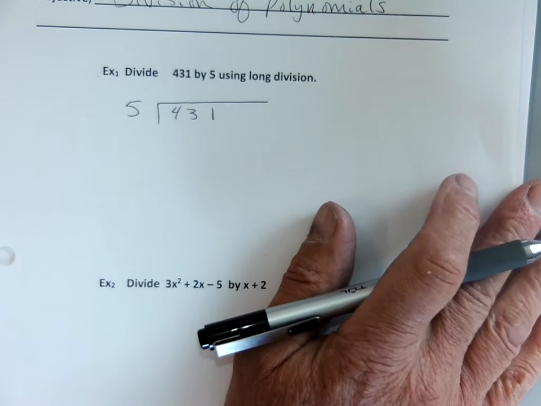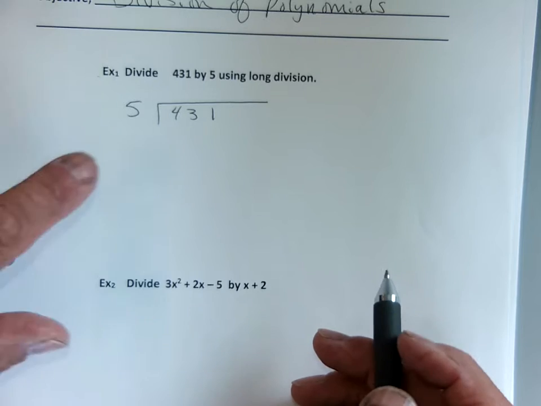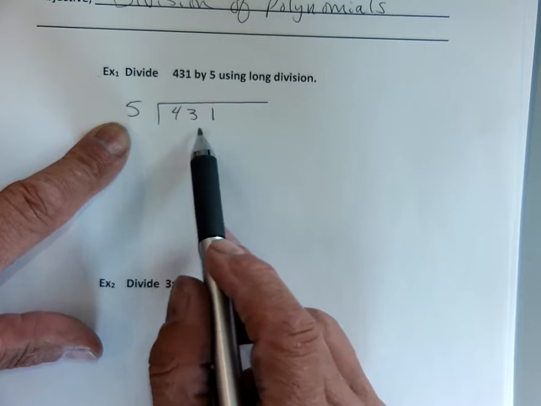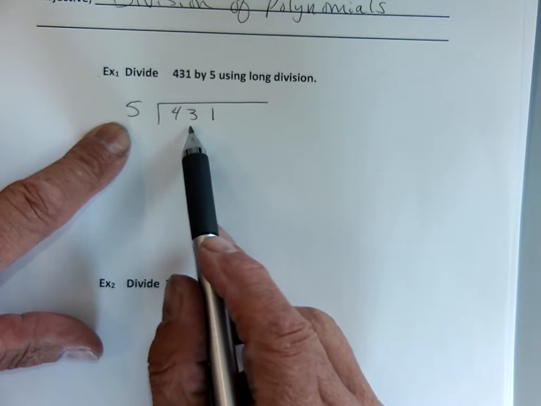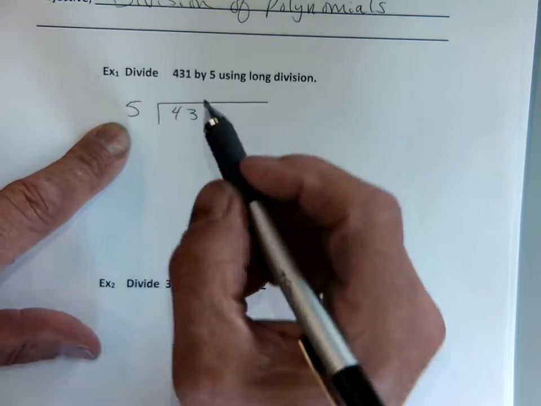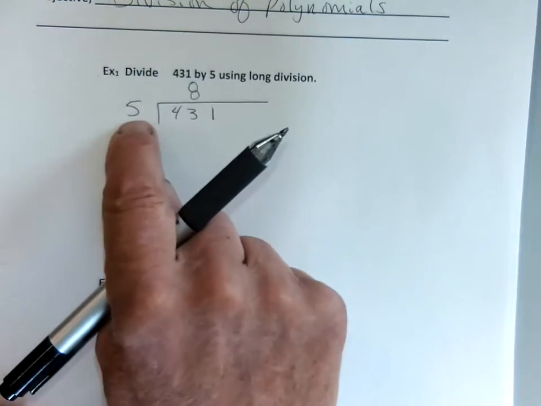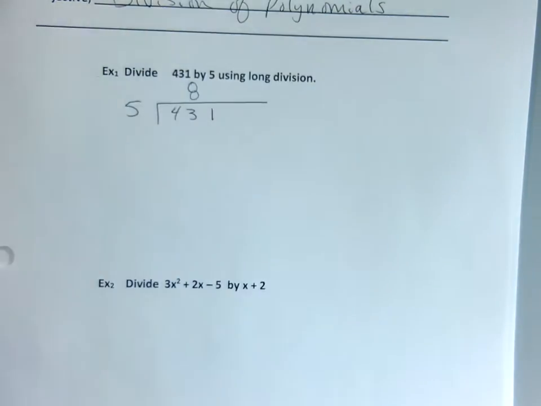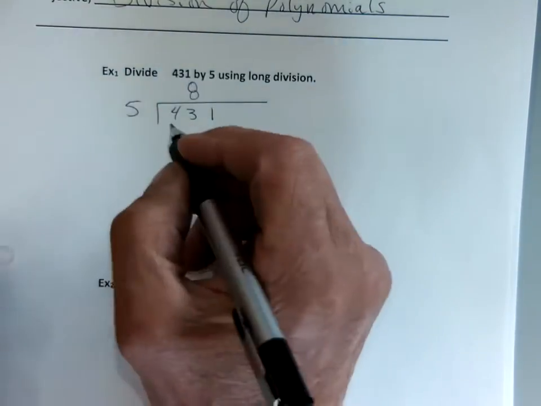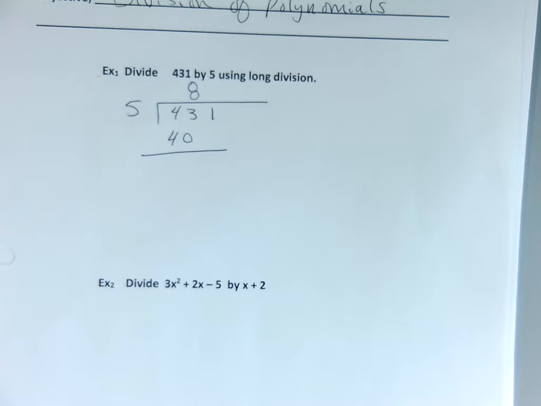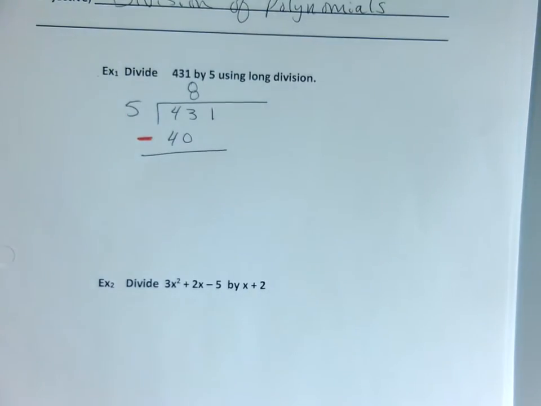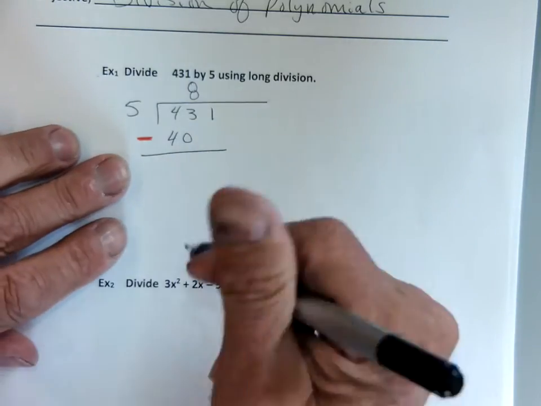Okay, so first of all, the way we divided in 6th grade, we looked at the 5, and 5 doesn't go into 4, but 5 goes into 40, right? So 5 goes into 40 8 times. Everybody agree with that? So we go 8. And then we multiplied, didn't we? We multiplied 8 times 5, and we got 40, right? Okay. Then we subtracted, right? Everybody's done this before. 43 minus 40 is 3.